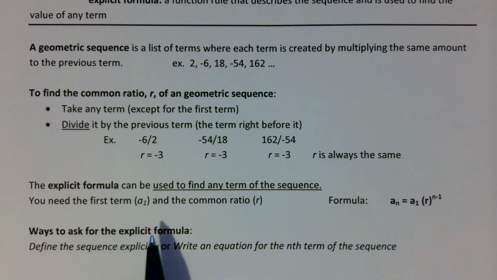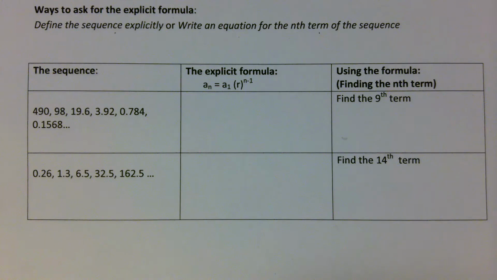There are different ways to ask for the explicit formula. Sometimes you're asked to define a sequence explicitly. Sometimes you're asked to write an equation for the nth term of the sequence. All those directions mean is that they want you to show the explicit formula. So let's try it in a few sequences.